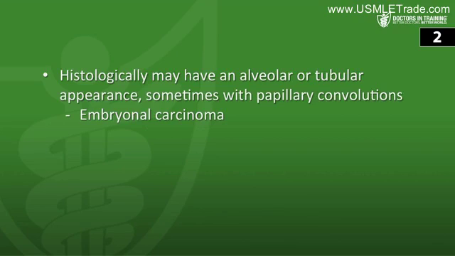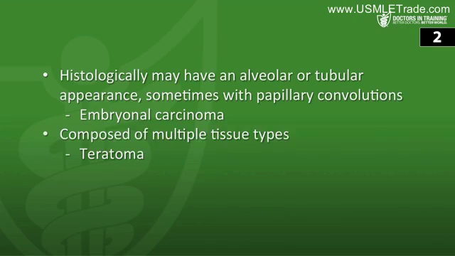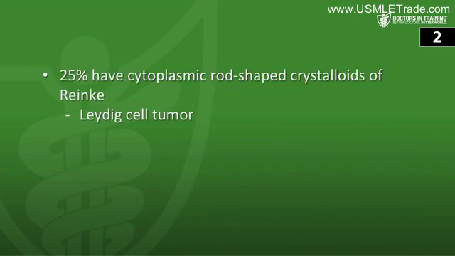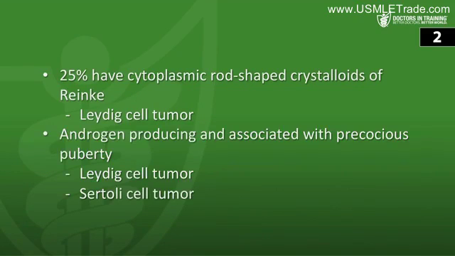Next, which testicular tumor is associated with each of the following statements? Histologically may have an alveolar or tubular appearance, sometimes with papillary convolutions. That's embryonal carcinoma. Composed of multiple tissue types is a teratoma. Histologic endodermal sinus structures called Schiller-Duval bodies is a yolk sac tumor. 25% have cytoplasmic rod-shaped crystalloids of Reinke is a Leydig cell tumor. Androgen-producing and associated with precocious puberty is Leydig cell tumors or possibly Sertoli cell tumor.